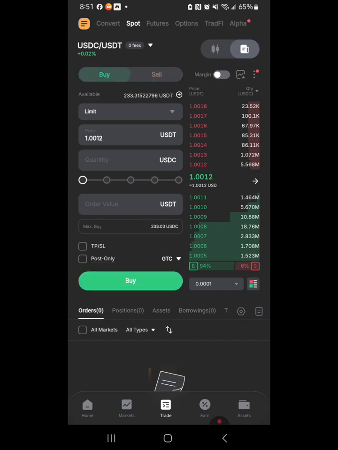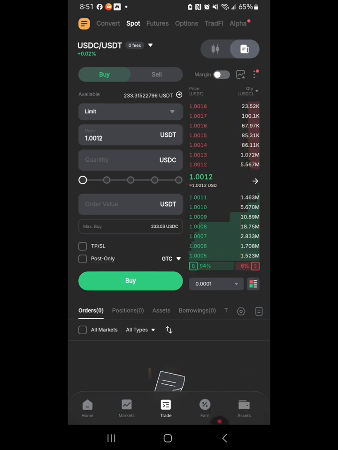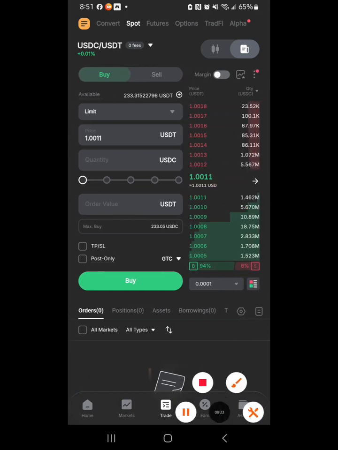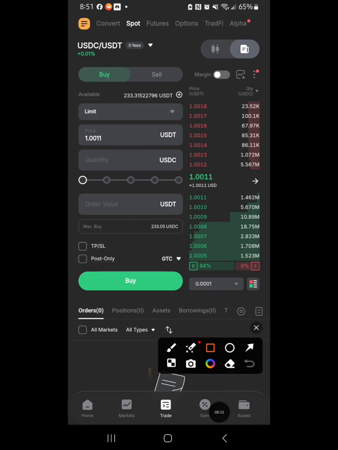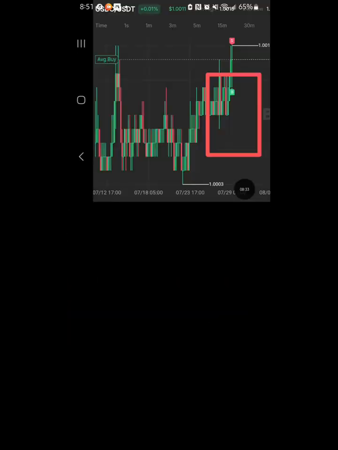And the people that are willing to buy are on green. And the people that are willing to sell are on red. So if you're looking to buy, you should be looking at the numbers in the red section. The numbers start from 1.0012. Those are the numbers you should be looking at, the price at which you should be buying. So that's how it works.